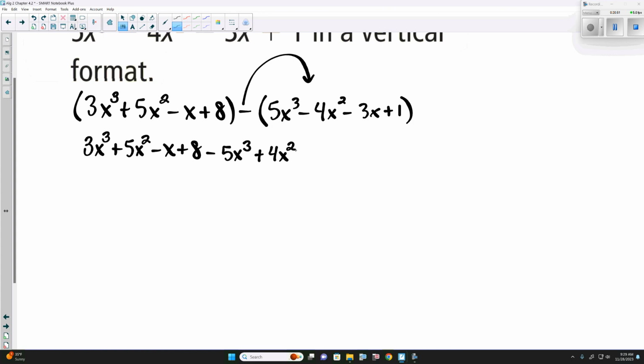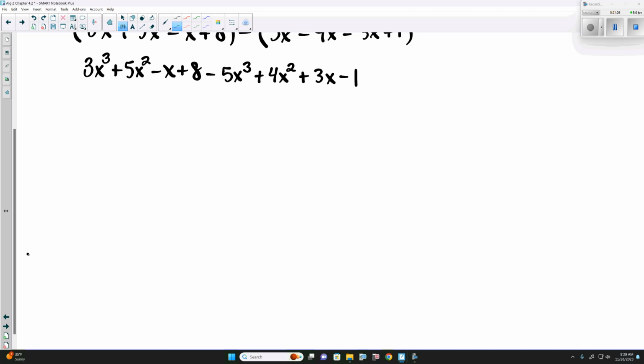We're just flipping the signs. Our negative 3x is now positive 3x, and our positive 1 is now negative 1. Because we're saying we're subtracting everything in that second set of parentheses from the first. So we're subtracting our 5x cubed, which makes it negative. We're subtracting our negative 4x squared. Well, a negative and negative make a positive. We're subtracting our negative 3x, which makes it positive, and we're subtracting 1, which makes it look negative.